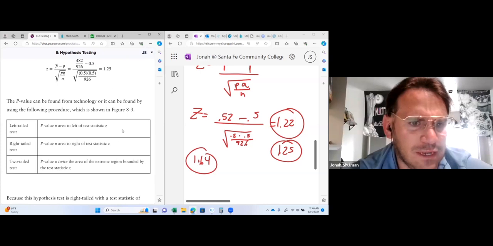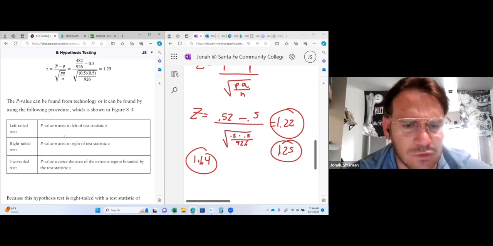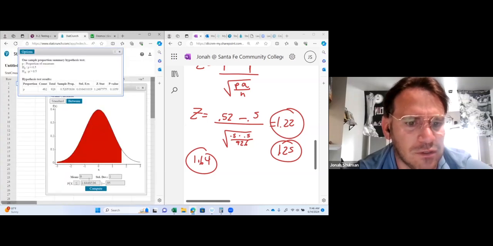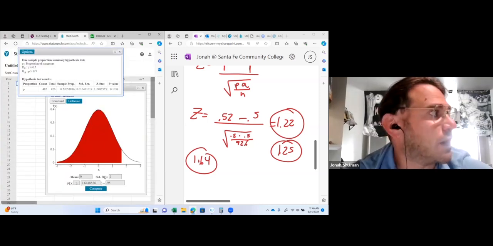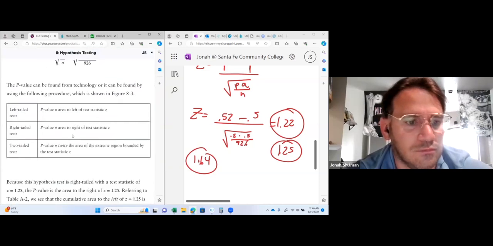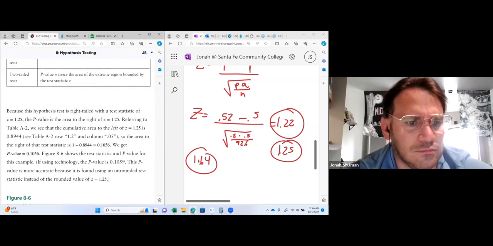All right, if it's left area, it's the area to the left. Ours was one-tailed. If it was right area, it's the area to the right. But if it was two-tailed, what we would have to do with the StatCrunch, we would have to double this value. And if we doubled this value, we'd be good to go. Our p-value is 0.0149. Okay.